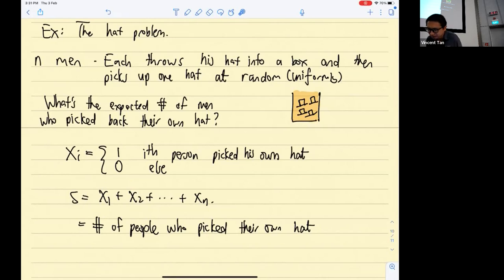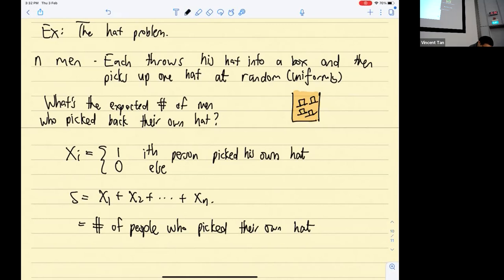Now, what are you saying? Iteratively, wouldn't the sample size decrease each time? No, we are not doing this iteratively. Everyone is going to just pick their hat at the same time. The four of us are going to put our hands into the bucket and pick the hat. It's not a sequential process.